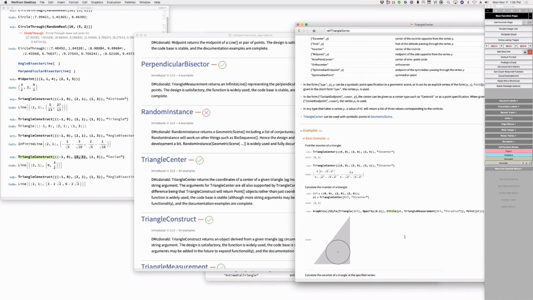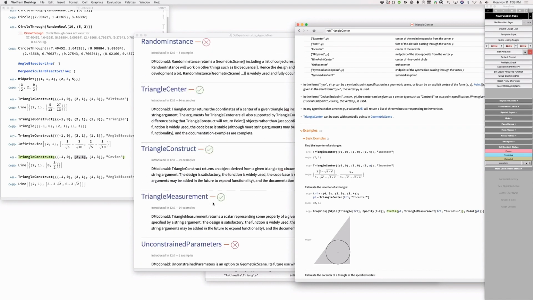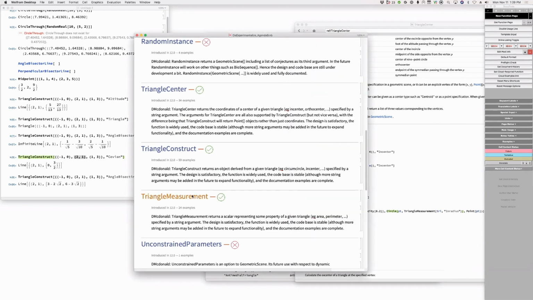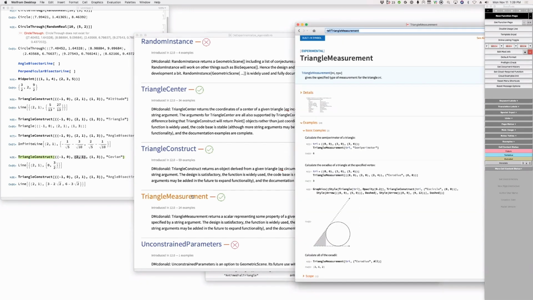Okay, good. And similarly, triangle measurement is not returning graphics. Presumably triangle measurement is mostly returning numbers, only returning numbers. I think triangle center.